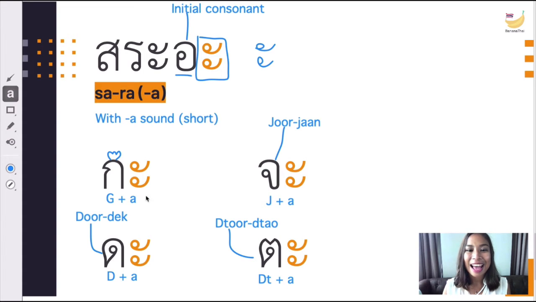So one more round, listen carefully and try to read with me. กะ จะ ดะ ตะ. That's it for the first vowel, สระอะ ค่ะ.